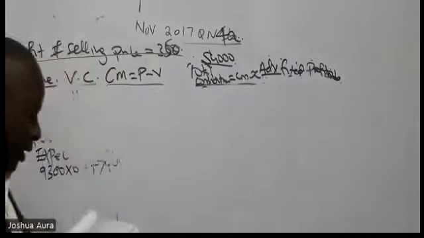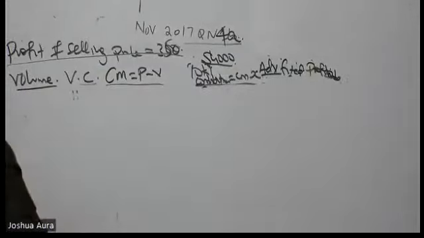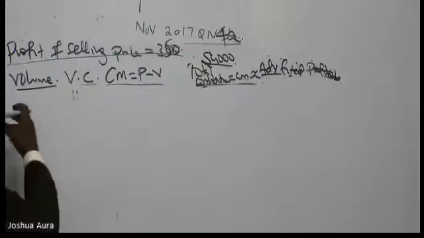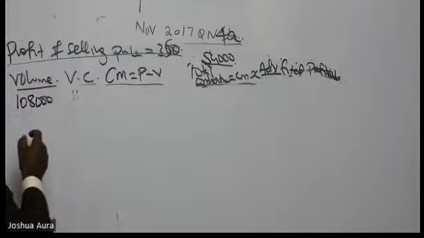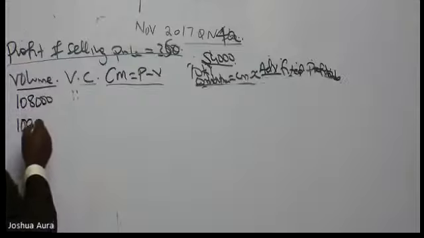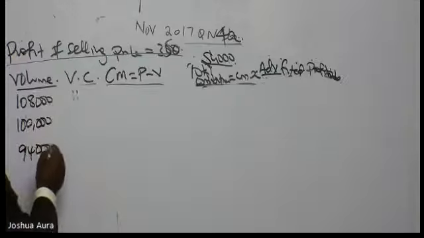So I can see here that we have sales volume. The sales volume is 108,000, then we have 100,000, then we have 94,000, like that.